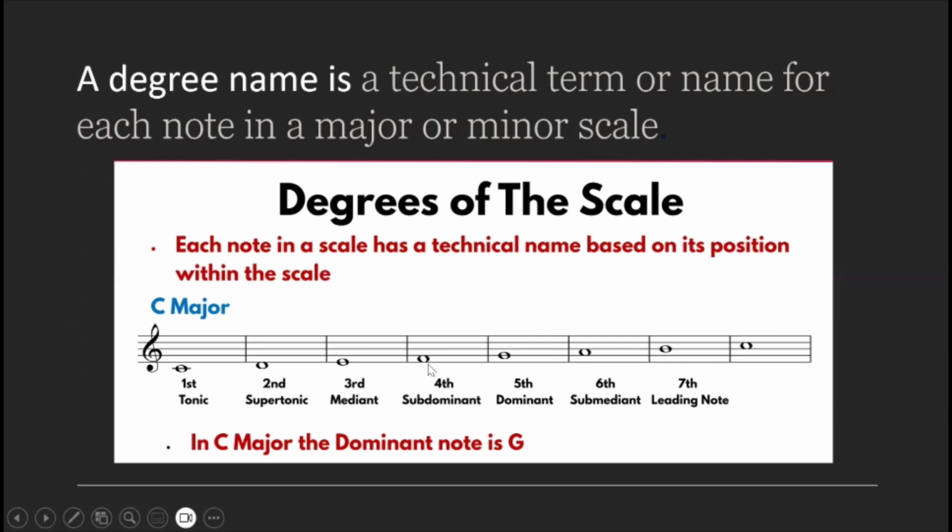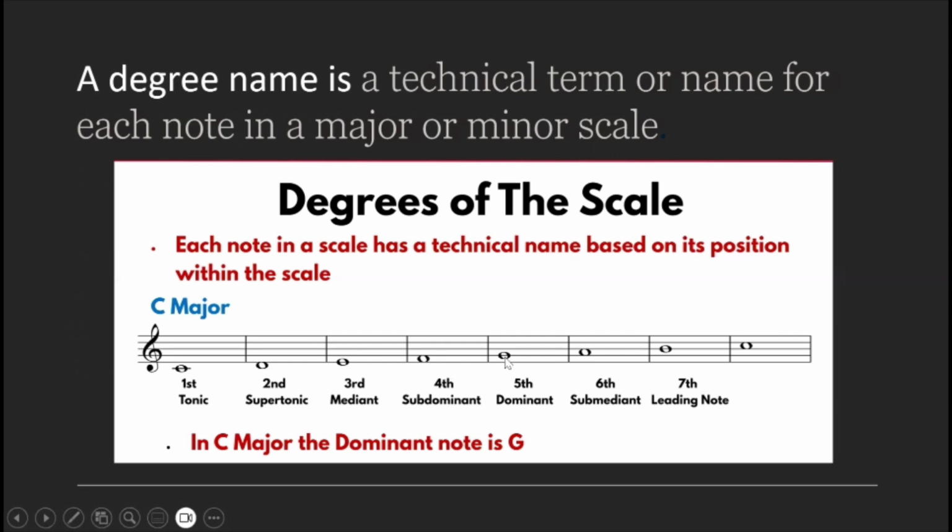Okay. Naomi, your turn. Subdominant. Fa, fa, do, mi. No, that's not correct. This is fa, right? Fa, la, do. Yes. Fa, la, do. Okay.